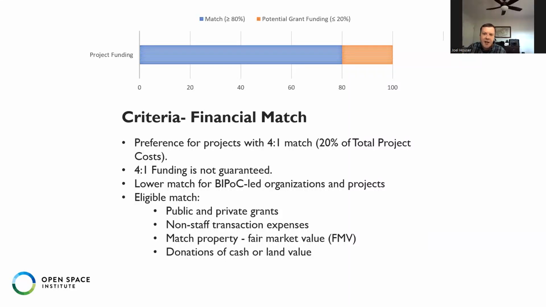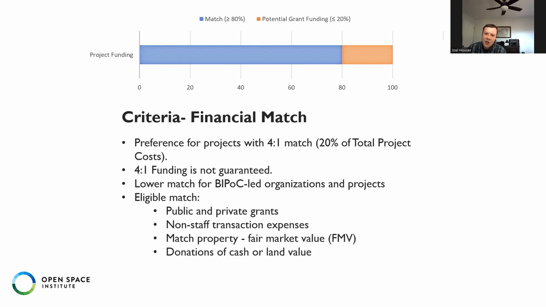And finally, a couple of words on funding. So OSI prefers a 4-to-1 match on all projects, though this amount is not guaranteed to any applicant. We will accept lower match for projects led by BIPOC-led organizations. We do not have a set match requirement for these projects, but we'll be open to conversations about the project and available funding so that we can understand the nature of the projects and the need for grant funds.